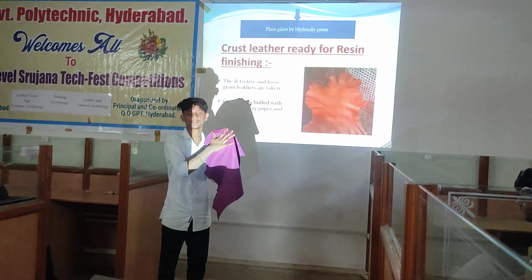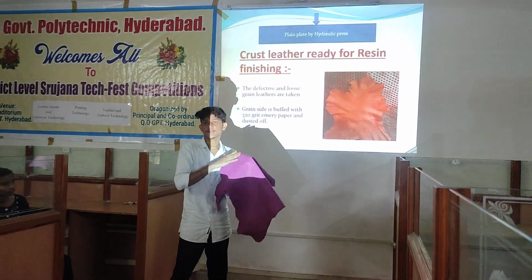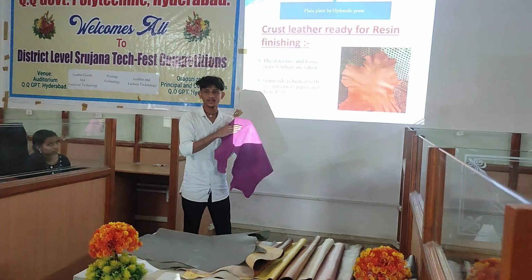Grain side is buffed with the grain table. This is called the grain side. This is called the flesh side. We have to remove the grain defects with emery paper.